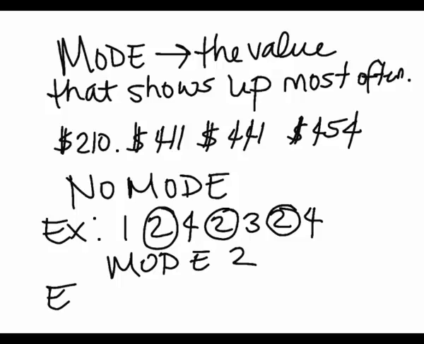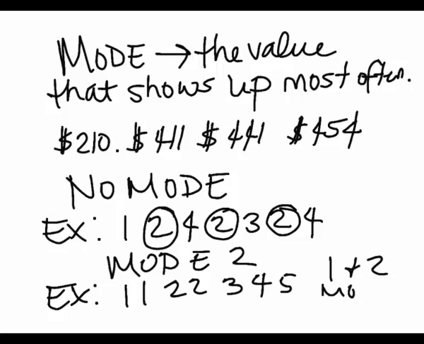Okay? Another example. Let's say I had 1, 1, 2, 2, 3, 4, 5. Okay? The number 1 and the number 2 show up the same amount of times. And because of that, 1 and 2 are your mode. This is what we call bimodal. You can have more than one mode as long as the values that repeat itself equal each other. So 1 shows up twice, 2 shows up twice. So therefore they're bimodal.